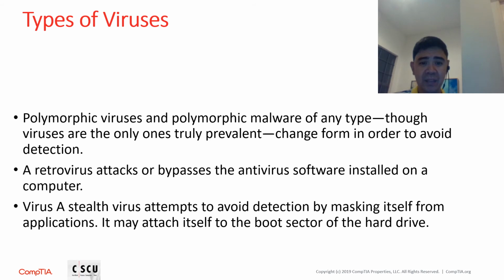Retrovirus can directly attack your antivirus software and potentially destroy your virus definition database file. A stealth virus attempts to avoid detection by masking itself from applications. It may attach itself to the boot sector of the hard drive. When a system utility or program runs, the stealth virus will direct commands around itself in order to avoid detection.